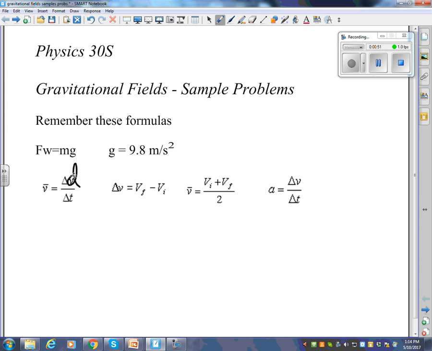V bar is delta D over delta T. Delta V is Vf minus Vi. V bar is Vi plus Vf over 2, and a equals delta V over delta T. And I should give you a bit of forewarning: when you get to grade 11, or grade 12, thank you, we take those formulas and combine them a bit, and make them a little bit more useful.